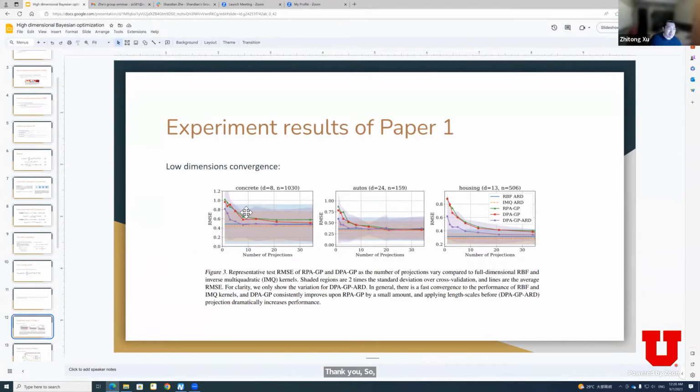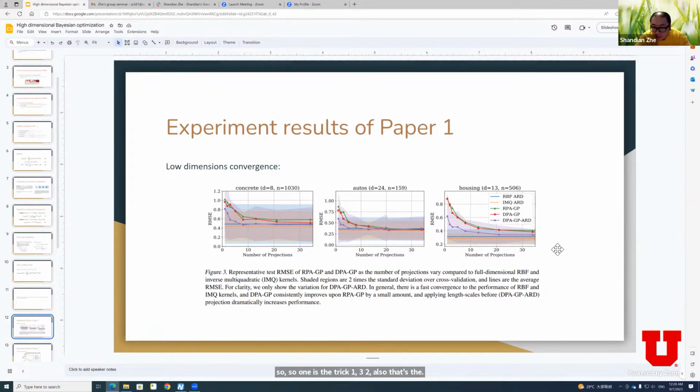So I think this experiment shows that for the datasets concrete, autos, and housing, they are realistic datasets, so they probably do not have an additive structure. We see that as the number of projections increases, they converge to the stationary kernel, and they are in really low dimensions. And the one with trick 1 and trick 2 works the best, the purple line.